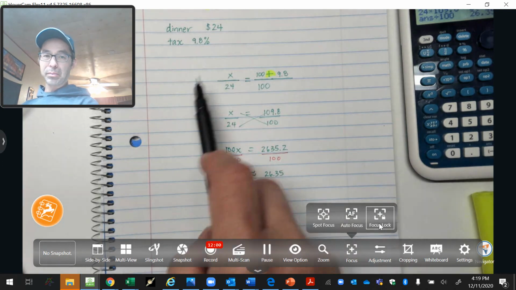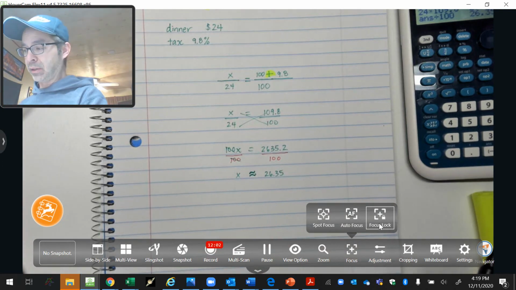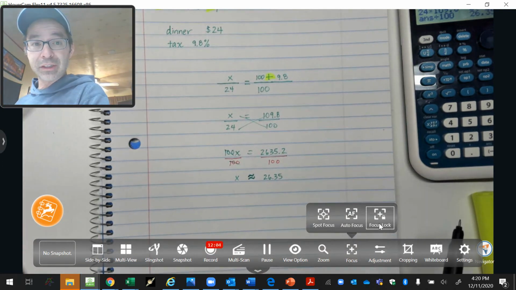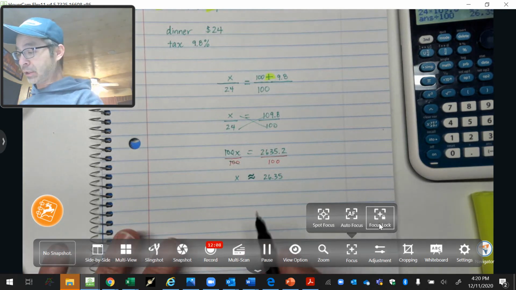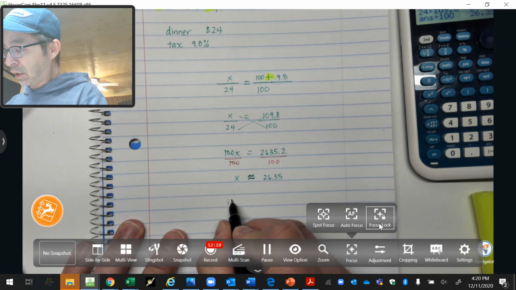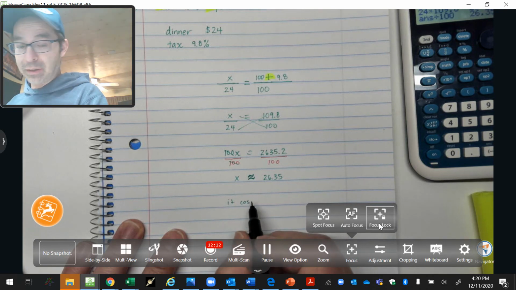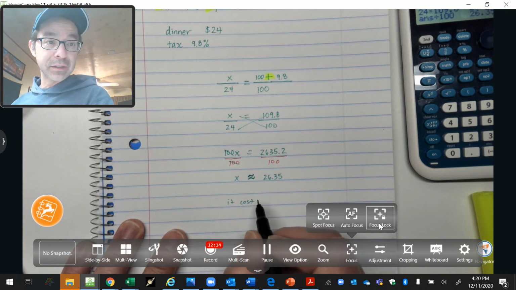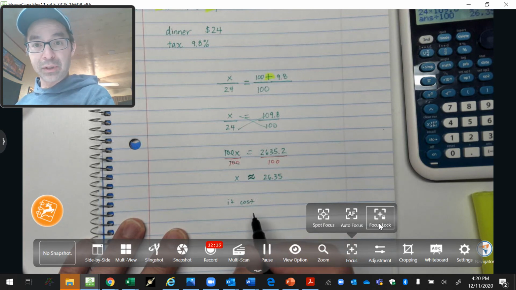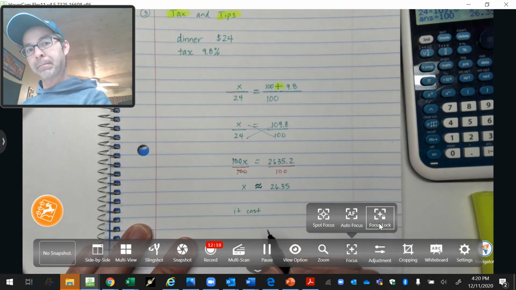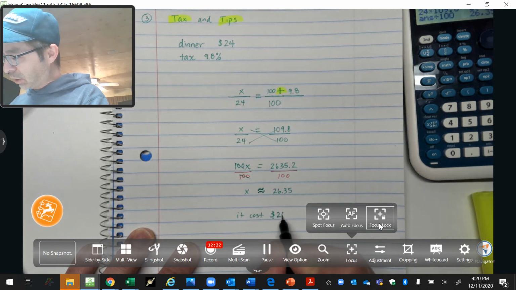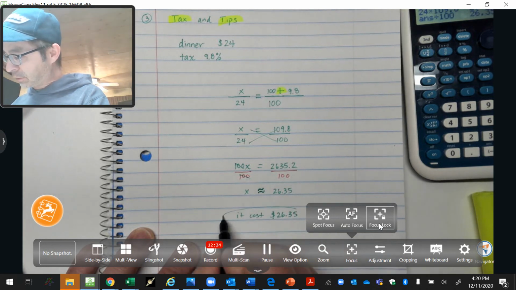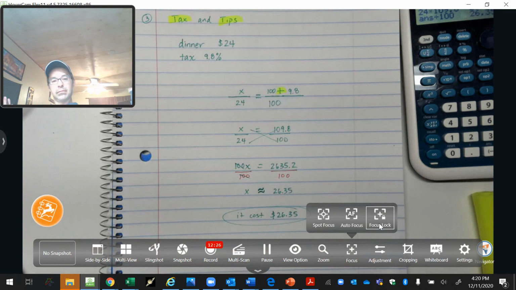This is all beautiful algebra. The question is, how much did you pay for that $24 meal? The answer is, it cost, or I paid. Remember, I don't even need a complete sentence. I just need some sort of sentence that shows me you understand what's going on in real life. It cost $26.35. Voila. That's it.